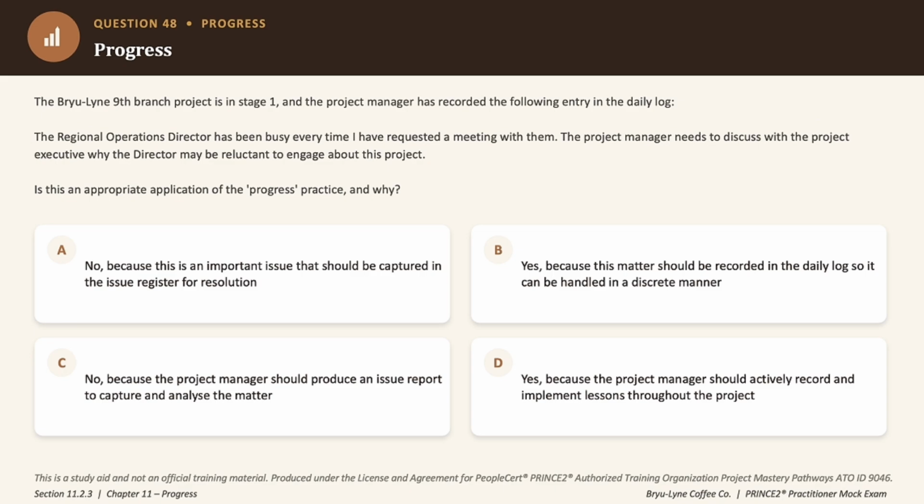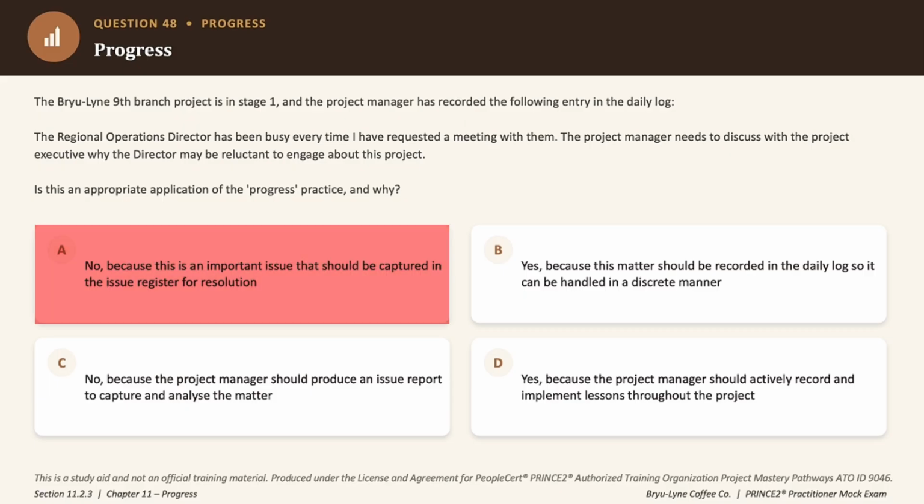Option A says no, this should go to the issue register for resolution. But if you think about it, broadcasting a sensitivity about a stakeholder's engagement in an open forum like the issue register, which can be reviewed by any team member, is not appropriate here. So an incorrect answer choice. Option C says no, an issue report should be produced to analyze the matter formally, but that's the heavier machinery that this situation calls for. Okay, so bit of an overkill as well.